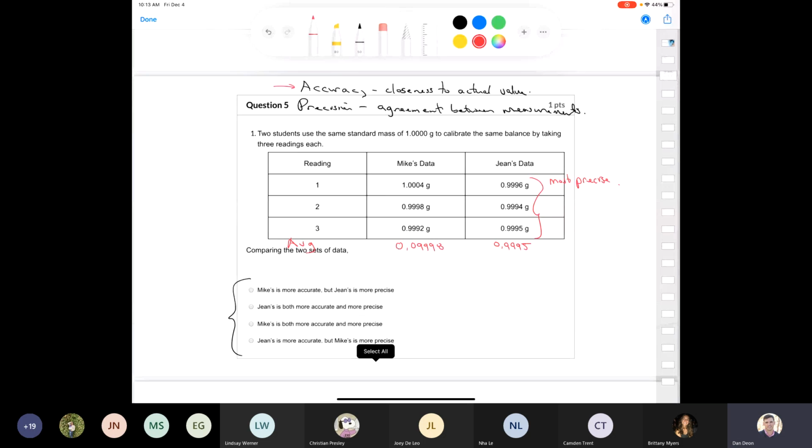He's not as precise, or his measurements aren't as precise, but overall he's more accurate. And so we would say that Mike is more accurate, but Jean is more precise. Okay, so that's just having a little bit of knowledge of accuracy and precision.